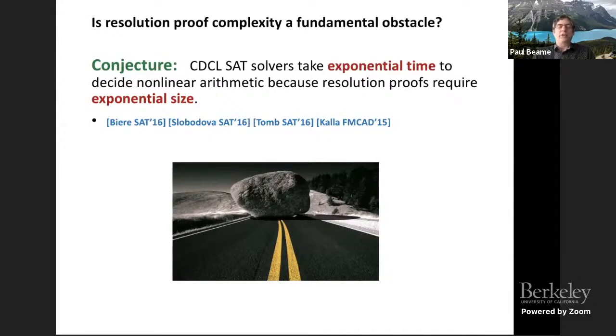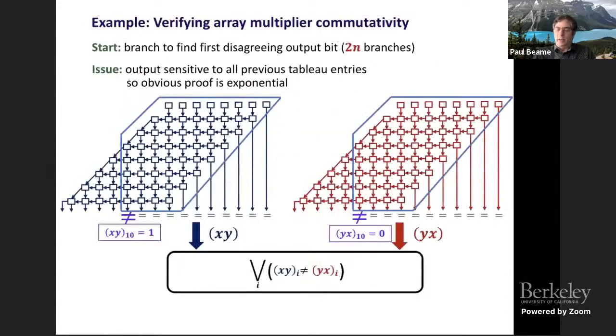And this was actually a conjecture a few years ago. It's pretty obvious, you can actually plot it, that the solvers are taking exponential time to decide this, even just commutativity. And the reason conjectured was that resolution proofs require exponential size. And there was a strong feeling about that. So this is what actually got me interested in the question of resolution complexity of these questions.